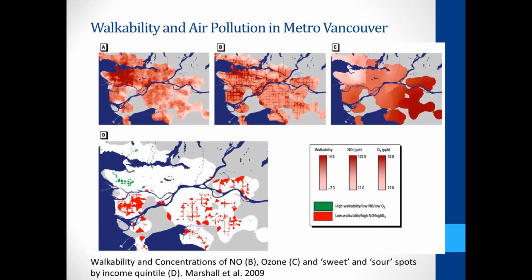This is some work done in Metro Vancouver that looks at the walkability and the air pollution within Metro Vancouver. And as you can see, the links between walkability and health are so immense. And here's another example. If you look, communities that are highly walkable have lower nitric oxide and lower ozone levels than communities with low walkability. So there's those sweet and sour spots.